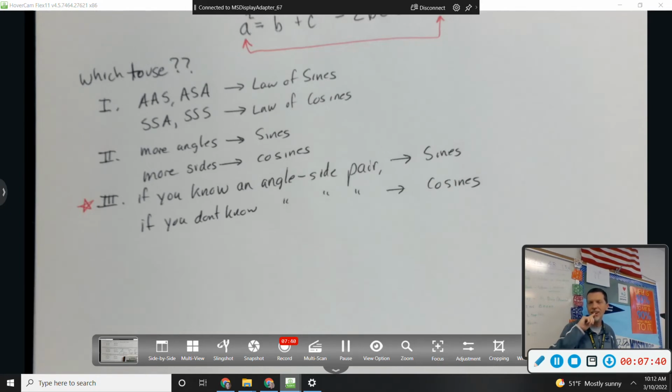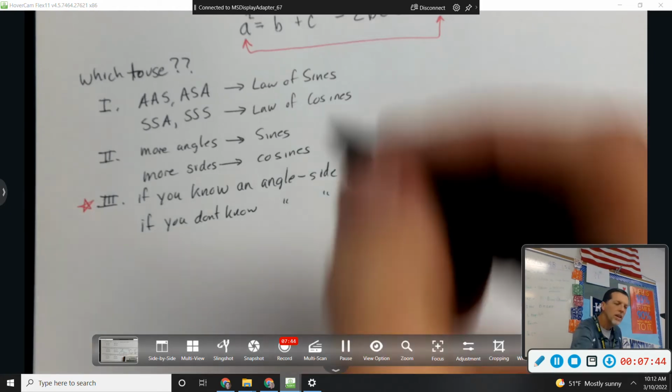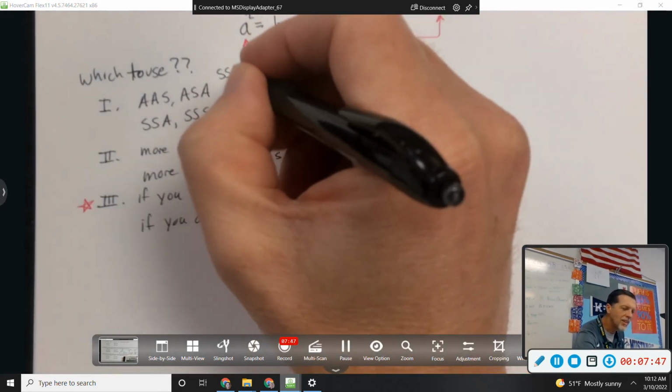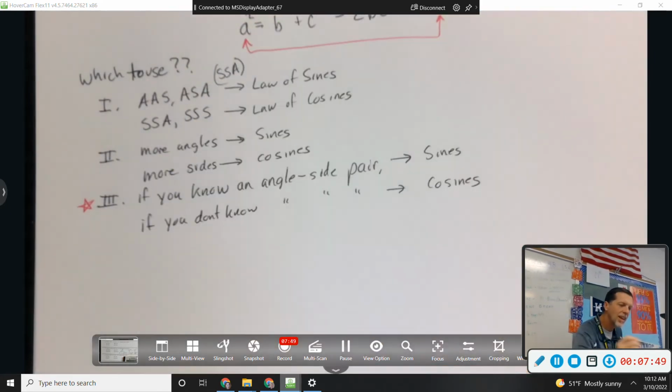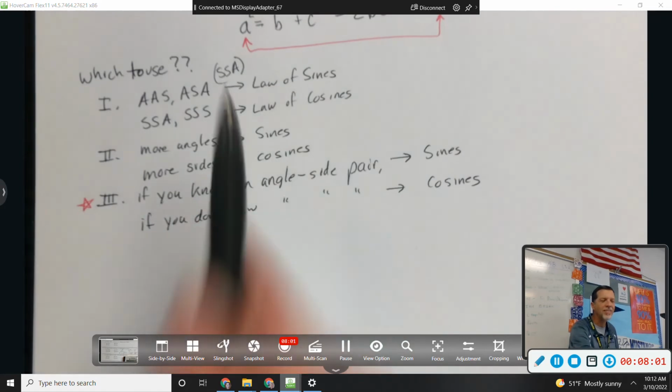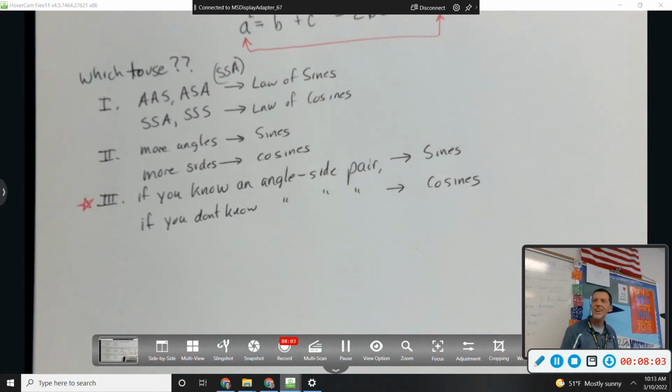Tori? Are we supposed to use SSA? So SSA is the ambiguous case. It doesn't really work, so we usually don't even give you SSA. So we just use the SS for law of cosines and that's it? Well, we're not going to give you SSA. We're not going to give you a problem where you have that information.